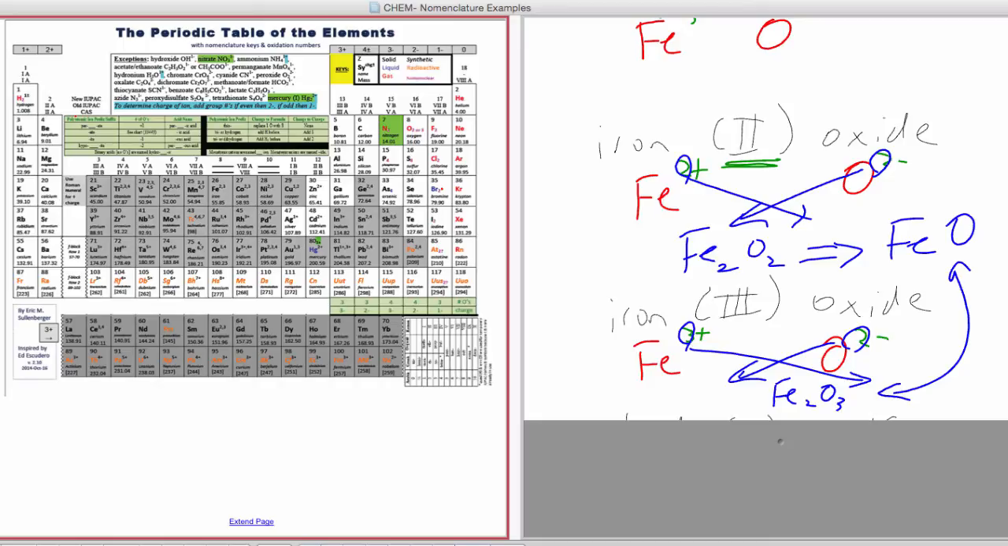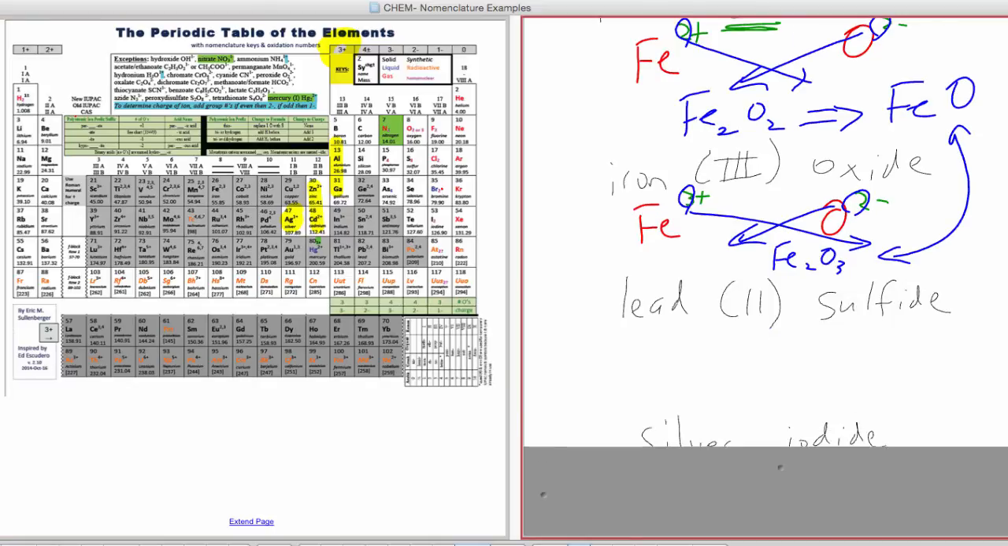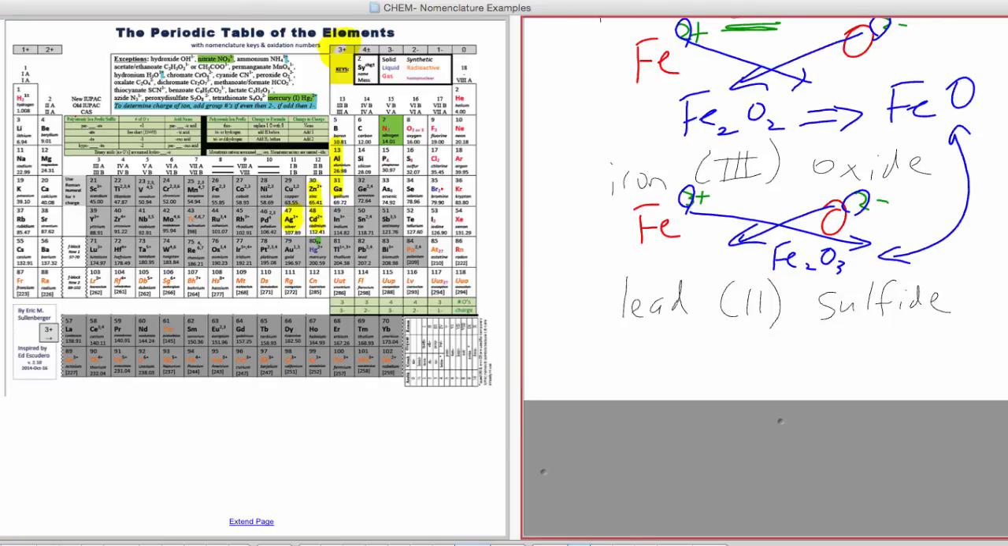Zinc and cadmium are both a 2+. Aluminum and gallium follow their column. It's a 3+, so that's easy to remember. And silver is the oddball one out there with a 1+ charge. But the Roman numerals tell us the charge of the metal ion.